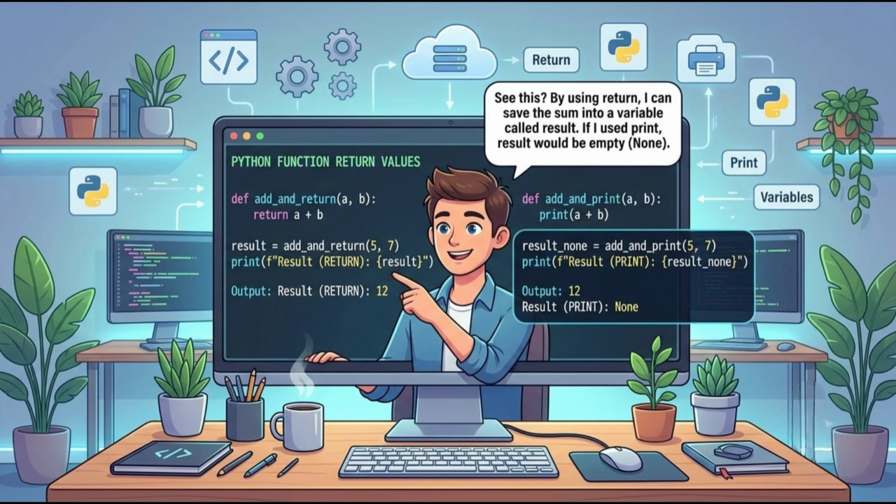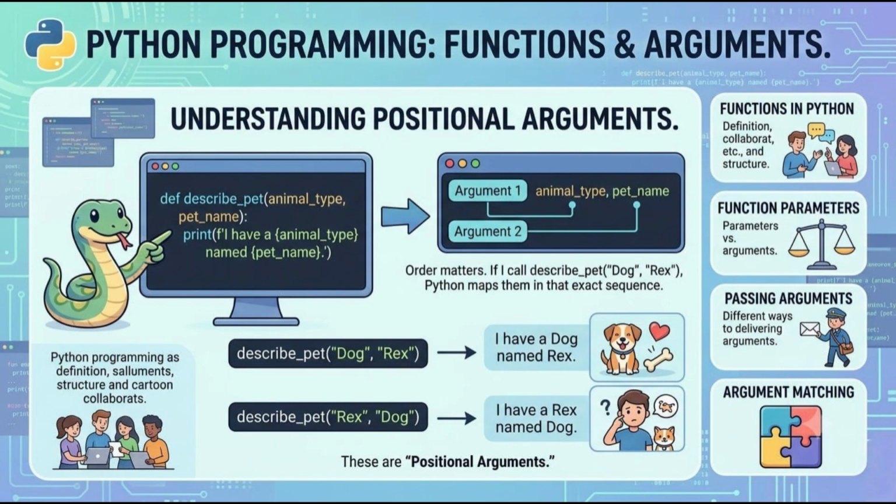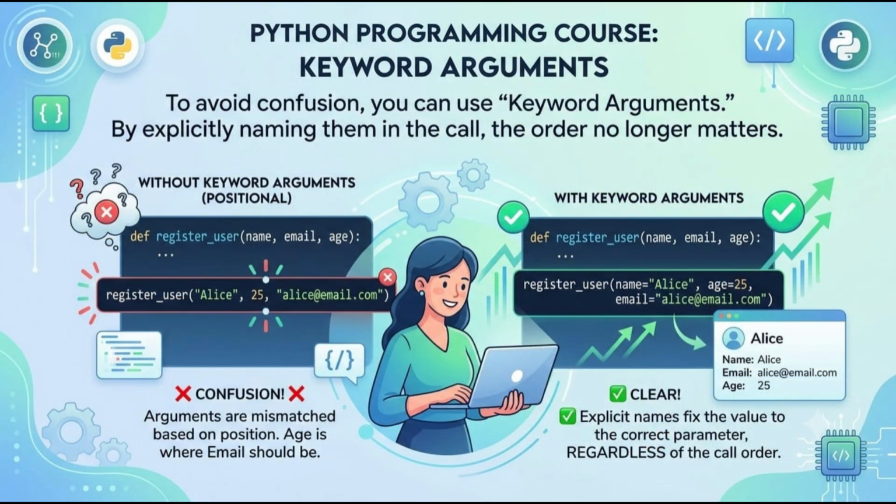See this? By using return, I can save the sum into a variable called result. If I used print, result would be empty: None. Order matters. If I call describe_pet, dog, Rex, Python maps them in that exact sequence. These are positional arguments. To avoid confusion, you can use keyword arguments. By explicitly naming them in the call, the order no longer matters.